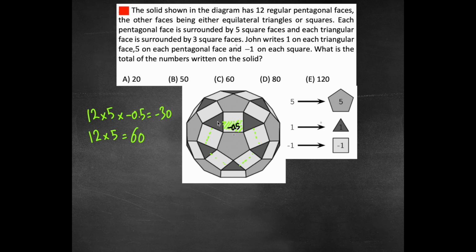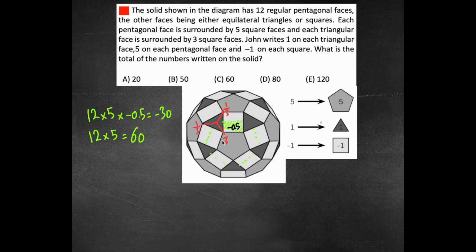Now I have to worry about the triangles. I'm going to use the same approach. I'm going to split each triangle into 3 equal portions, and each portion I'm going to give to one of the pentagonals that neighbors the triangle. So that means if the value of one triangle is 1, you divide it by 3, so 1/3 goes to this pentagonal, 1/3 goes to this, and 1/3 goes to this.